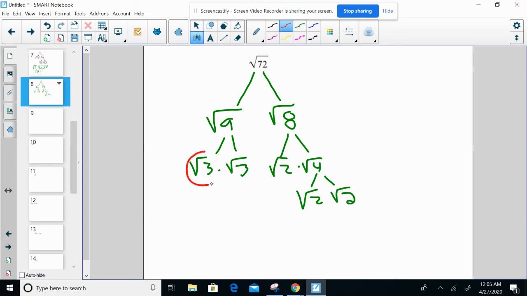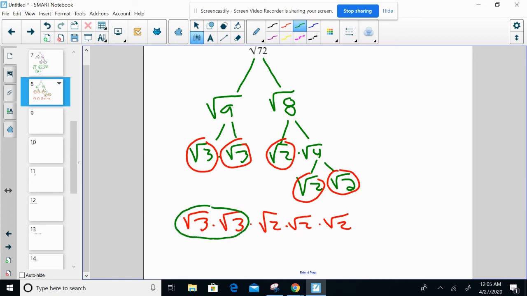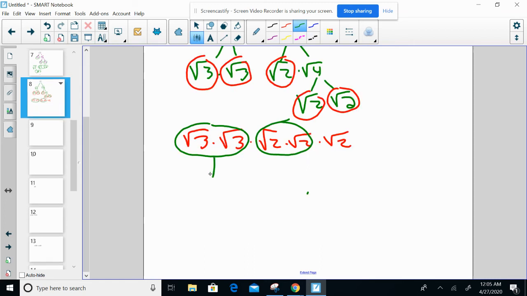All right. So circle everything that led us to a dead end, every prime number. All right, let's list them out. Square root of 3, square root of 3, square root of 2, square root of 2, square root of 2. You're looking for buddies. Get them out of the prison. 3 is a buddy, 2 is a buddy. That lonely 2 at the end does not have one. So this becomes 3. This becomes 2. And then square root of 2 stays.